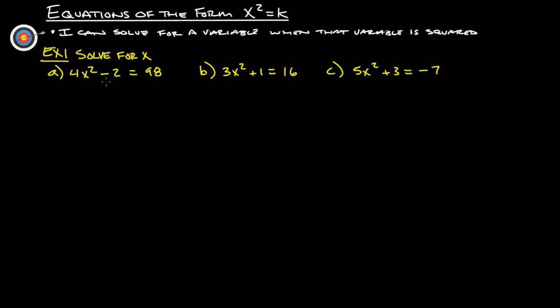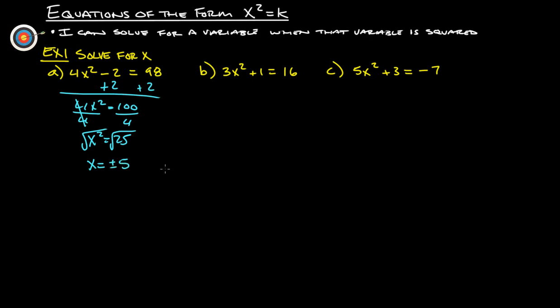Example 1, solve for x. 4x squared minus 2 equals 98. All we're going to want to do is isolate the x squared. So let's add 2 to both sides, and we get 4x squared equals 100. We want to divide by 4 to get rid of that 4, and we get x squared equals 25. So then we square root both sides, and we get x equals plus or minus 5.